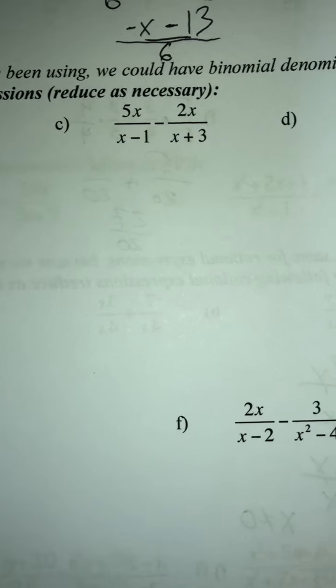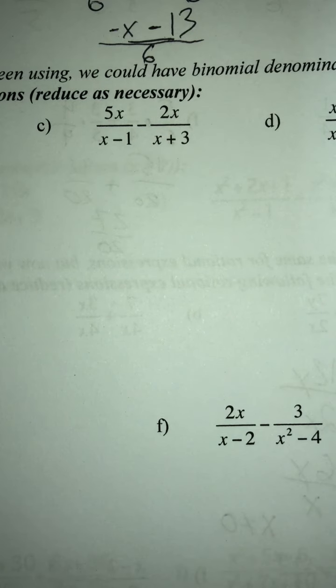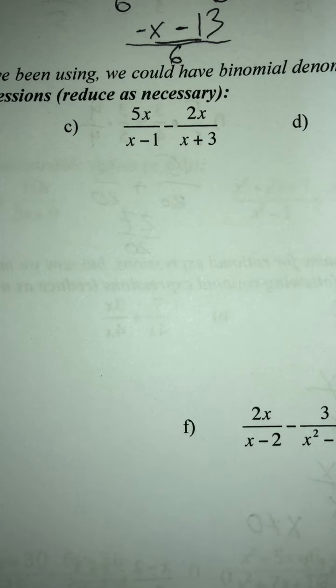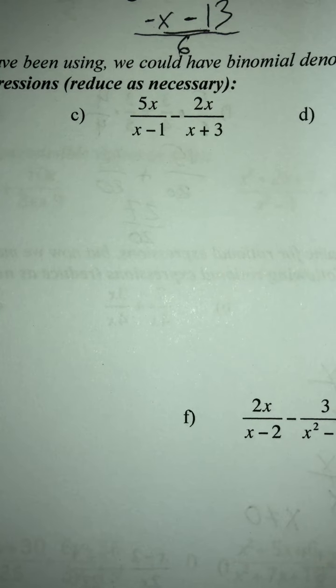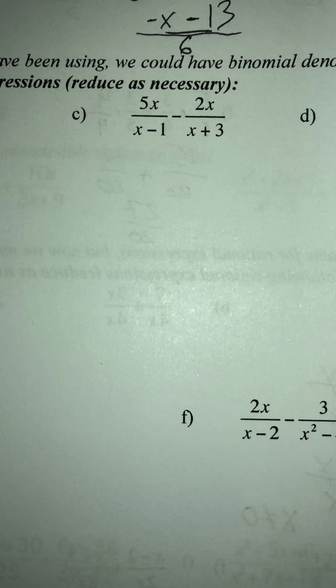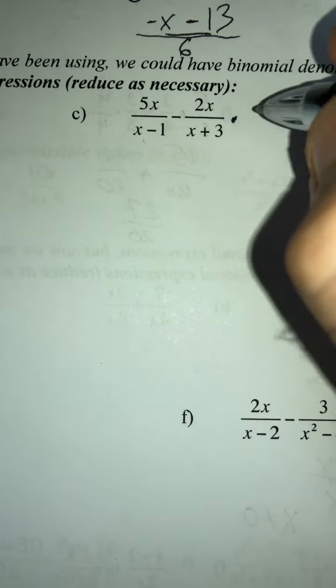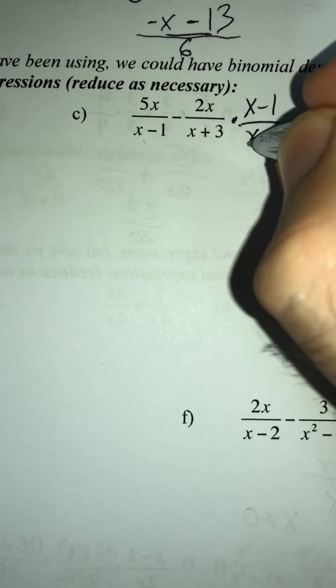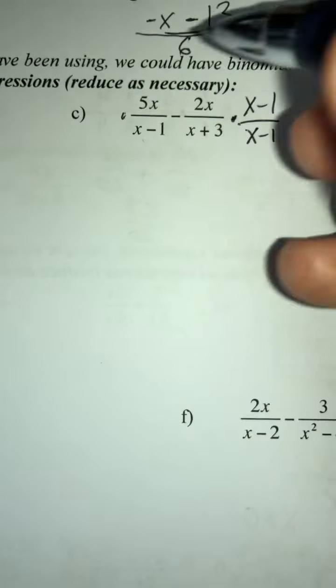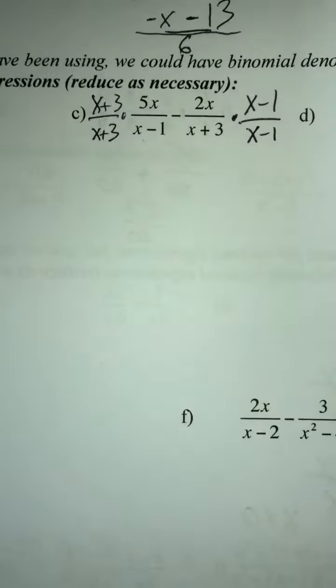How about something like C? Your method is the exact same. So nothing has changed with that. I still want to have the exact same denominator in order to make this work. So what I'm going to do is I'm going to times this one by what's in the denominator here, so x minus 1 over x minus 1. Do the same on this side, x plus 3 over x plus 3.